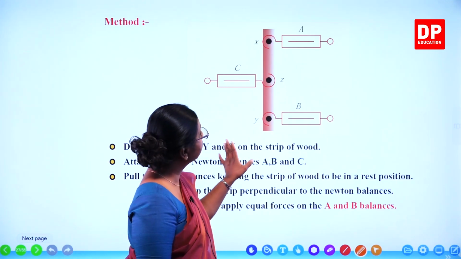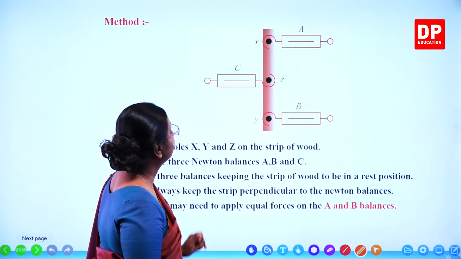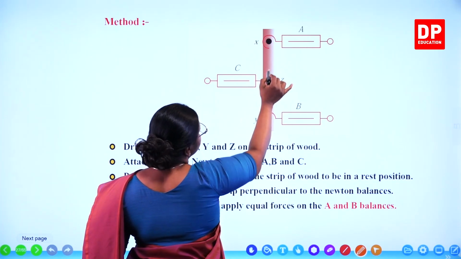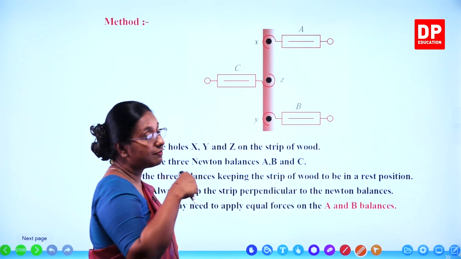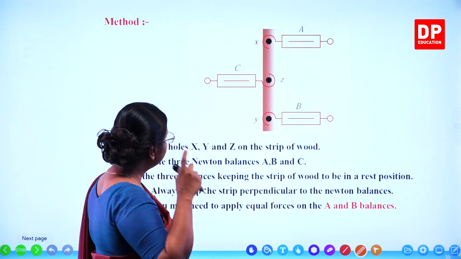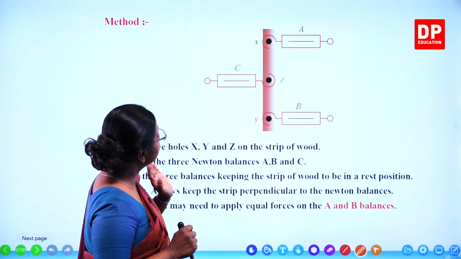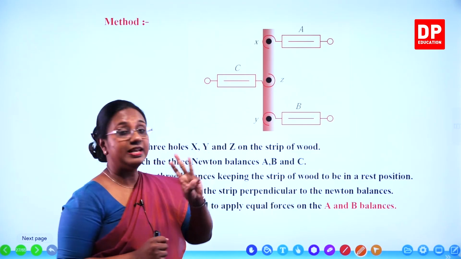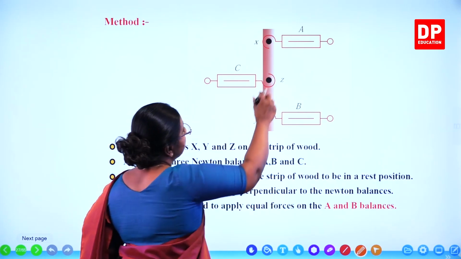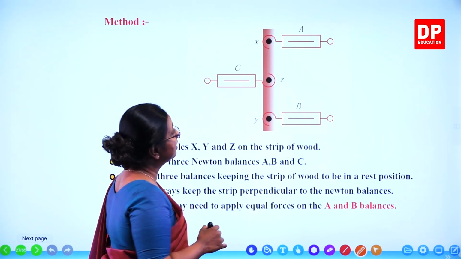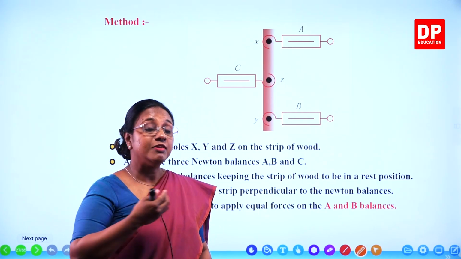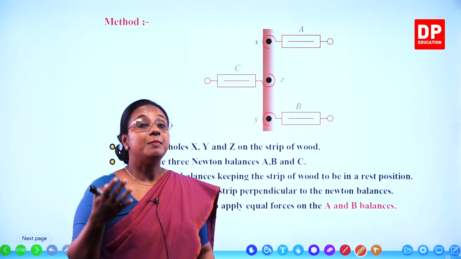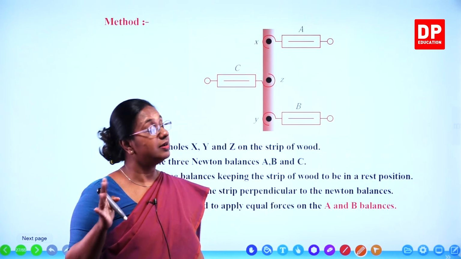This is the diagram related to the activity. You can see the strip of wood is there. The holes have been made and screw nails have been nailed into it, and then you can see the Newton balances. I told you all we need 3 Newton balances. Now A and B are going to be the parallel forces. When we pull the Newton balances A and B, they will exert parallel forces in the same direction.